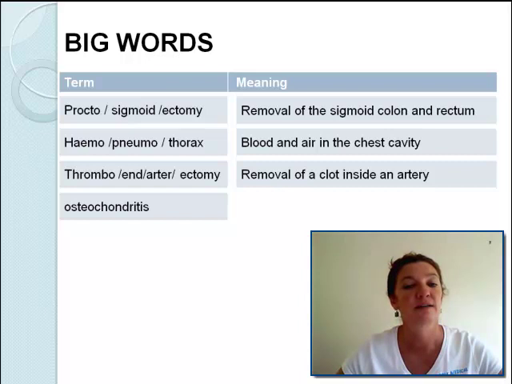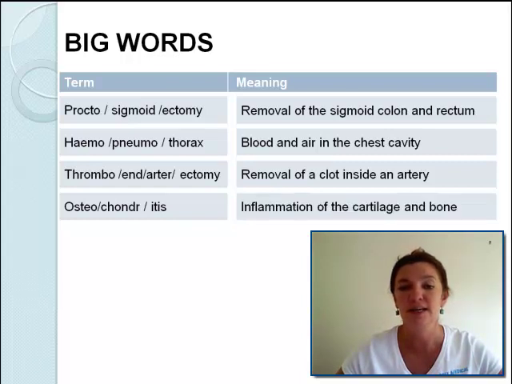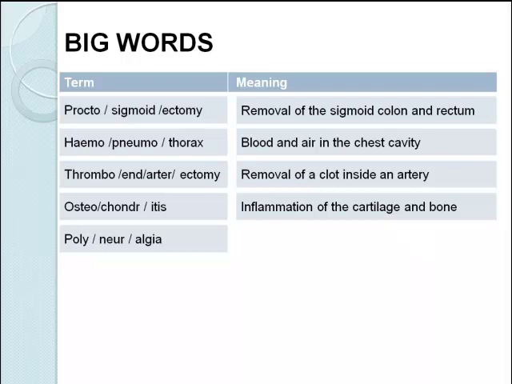Osteochondritis. There are the breaks. Osteo, bone. Chondro, cartilage. Itis, inflammation. Inflammation of the cartilage and bone. Polyneuralgia. We've not had this root term, but let's see if you can guess it. There are our breaks. Algia is pain. Poly is many. So I have pain in many neur. Neur relates to your nerves. Pain in many nerves.